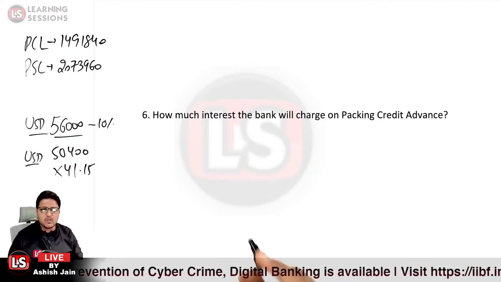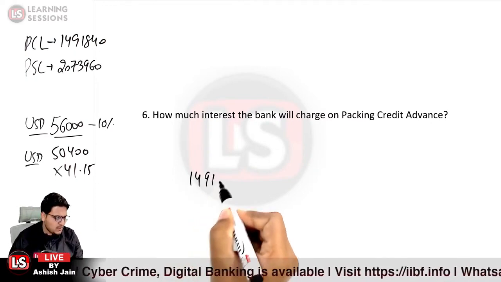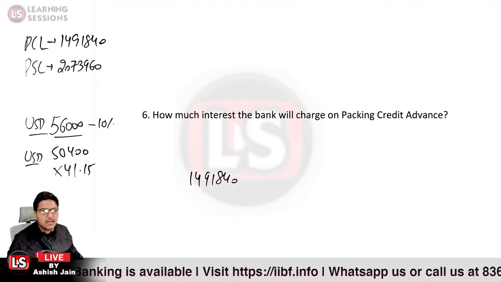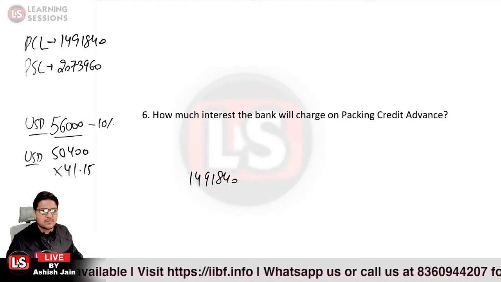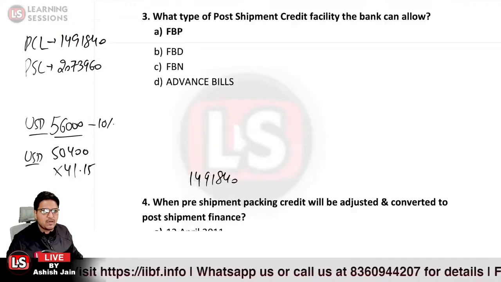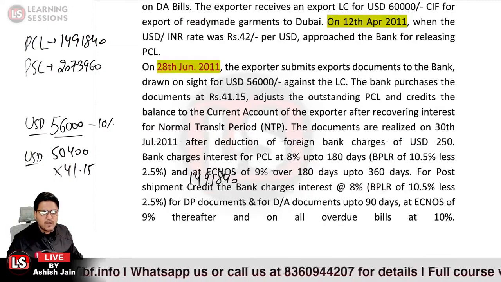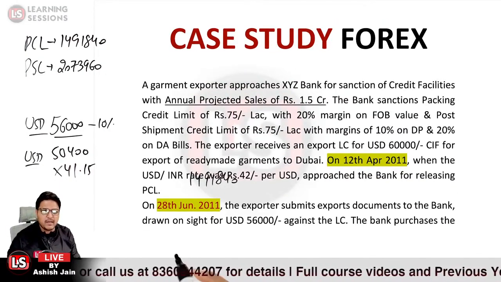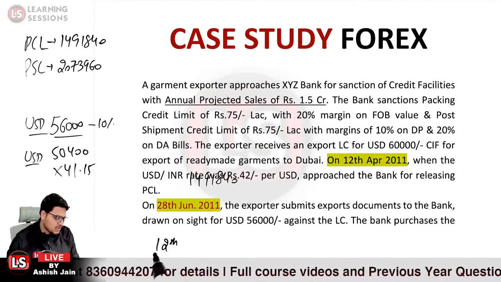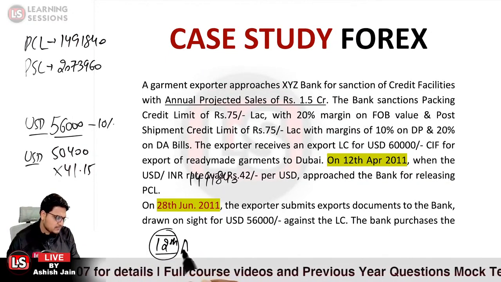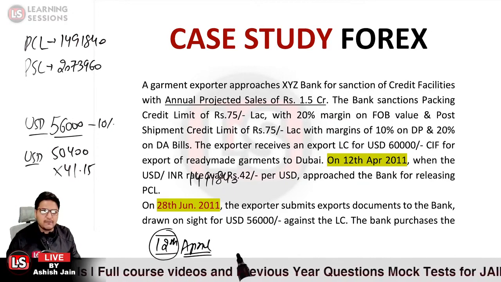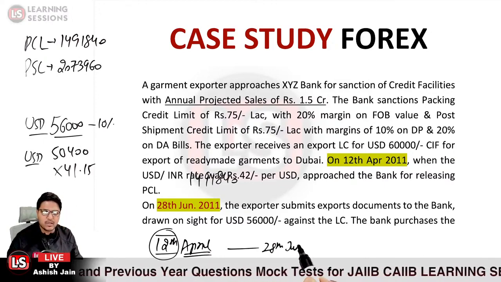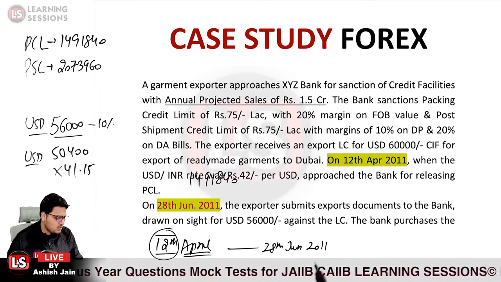So the packing credit amount is what? It is 1491840 that I just mentioned over here. And further, let us now consider what rate of interest will be charged. First of all, let us have a look at when the packing credit limit was availed. The packing credit limit was availed dated 12th of April, and further it is up to 28th of June 2011.